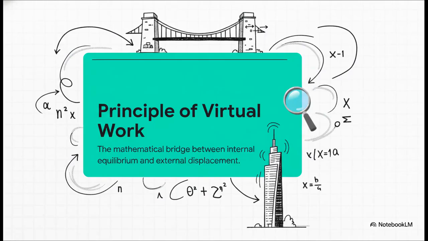Now, that brings us to the principle of virtual work. Think of it as the ultimate mathematical bridge connecting internal equilibrium to external displacement. By synthesizing statics and kinematics, this principle calculates the true structural displacement. For you, as an executive, the so what here is simple. This is the foundational concept ensuring our mathematical models map perfectly to real-world physical behavior. It is literally the math that ensures your building doesn't sway unacceptably in the wind.